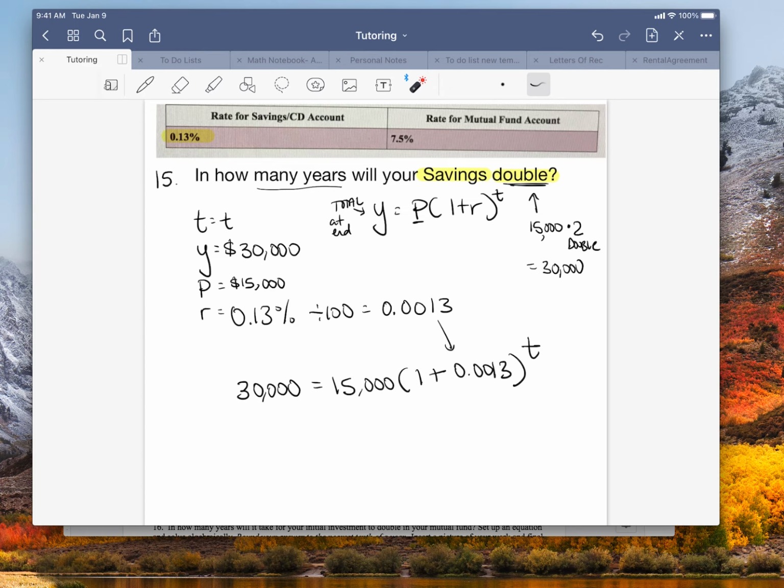And now I'm going to solve this. So this is what we practiced in class together. First thing I want to do is just simplify. So I just simplify that. Everything else comes down.